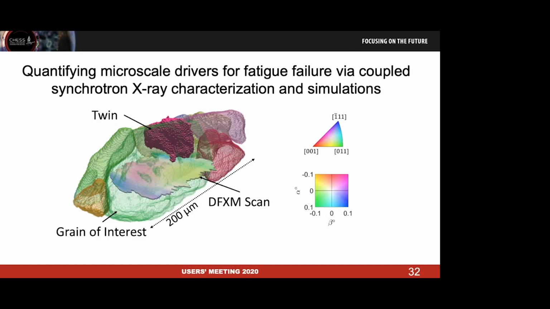superalloy. Here, in this image, we have a diffraction contrast tomography reconstruction of our extracted specimen featuring the grain of interest, its coherent twin, and a dark field X-ray microscopy scan taken directly below the twin boundary, which is a region well known for fatigue failure in nickel-based superalloys. I hope you can make it to my poster later today. Thank you.